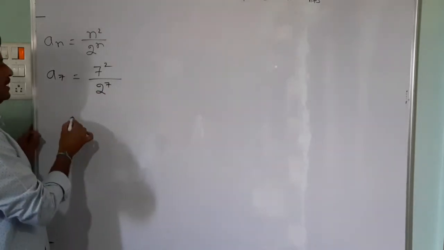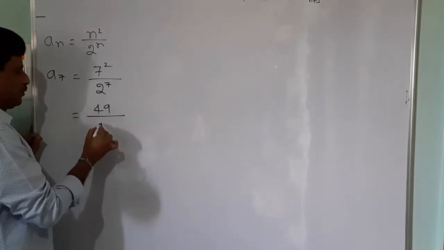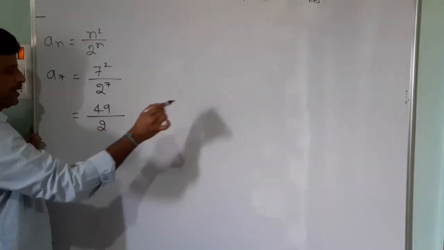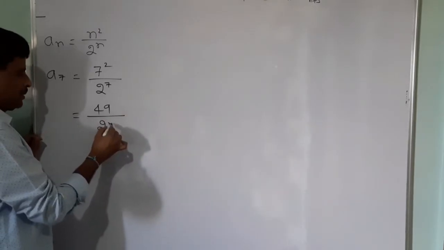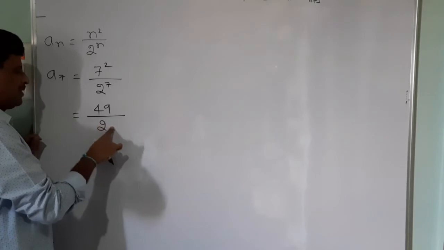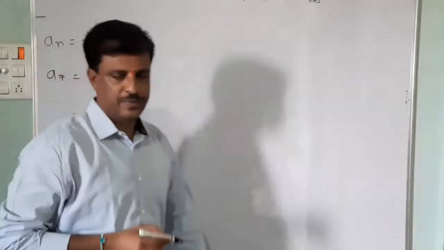So 7 squared means 49. 49 divided by 2 to the power of 7. Otherwise, multiply 2 into 2 into 2 into 2, 7 times. Otherwise, simply write it like this, no problem: 2 to the power of 7.